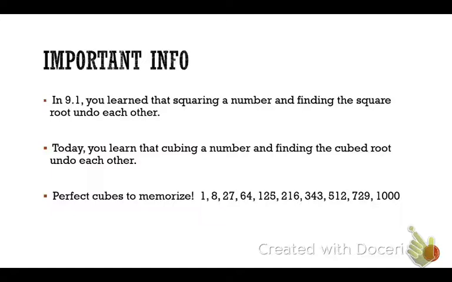All right, so in 9.1, you learned that squaring a number and finding the square root of a number are opposite operations. They cancel each other out. So today you're going to learn that cubing a number and finding the cube root of a number undo each other. Do you see how those are similar? Okay, good. All right, so here are the perfect cubes that you need to have memorized.